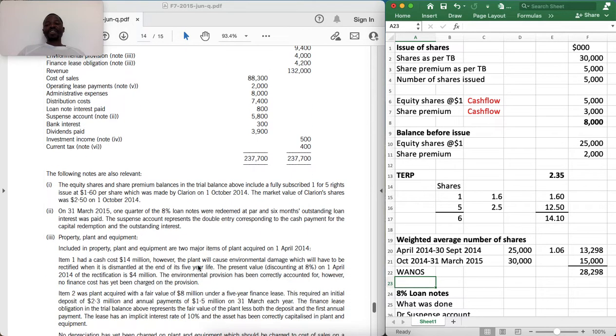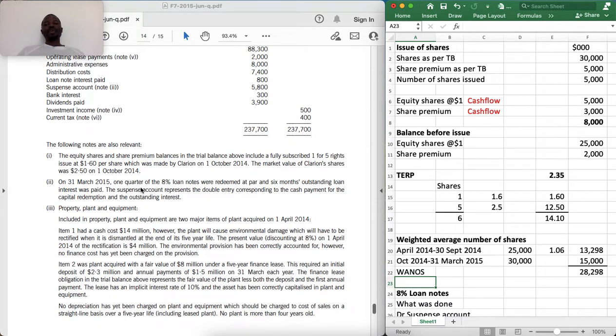We have completed our note number 1. Let's go to note number 2. I'll be moving slowly, but at the end of the day, every calculation will be there for us to be able to complete the requirements. Note number 2. On 31 March 2015, 1/4 of the 8% loan notes were redeemed at par, and 6 months outstanding loan interest was paid. The suspense account is the double entry corresponding to the cash payment for the capital redemption and the outstanding interest.